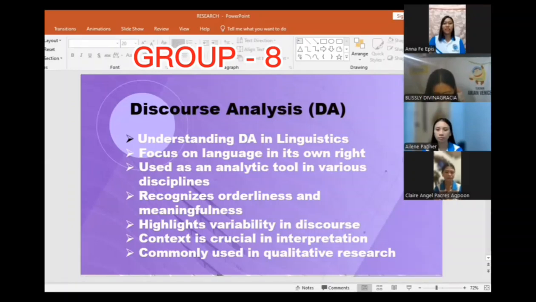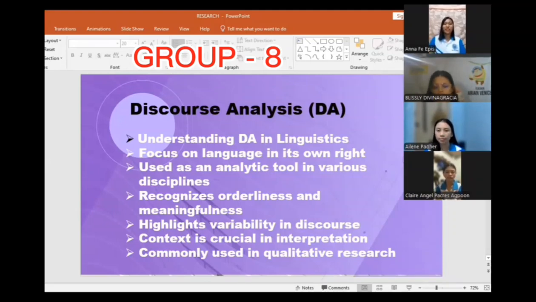So it recognizes the patterns and structure in speech. Language has order and logic, even in informal conversation, which the DA, or discourse analysis, aims to uncover. It highlights the variability in communication. So different people and contexts lead to different ways of using the language, which is what discourse analysis studies.